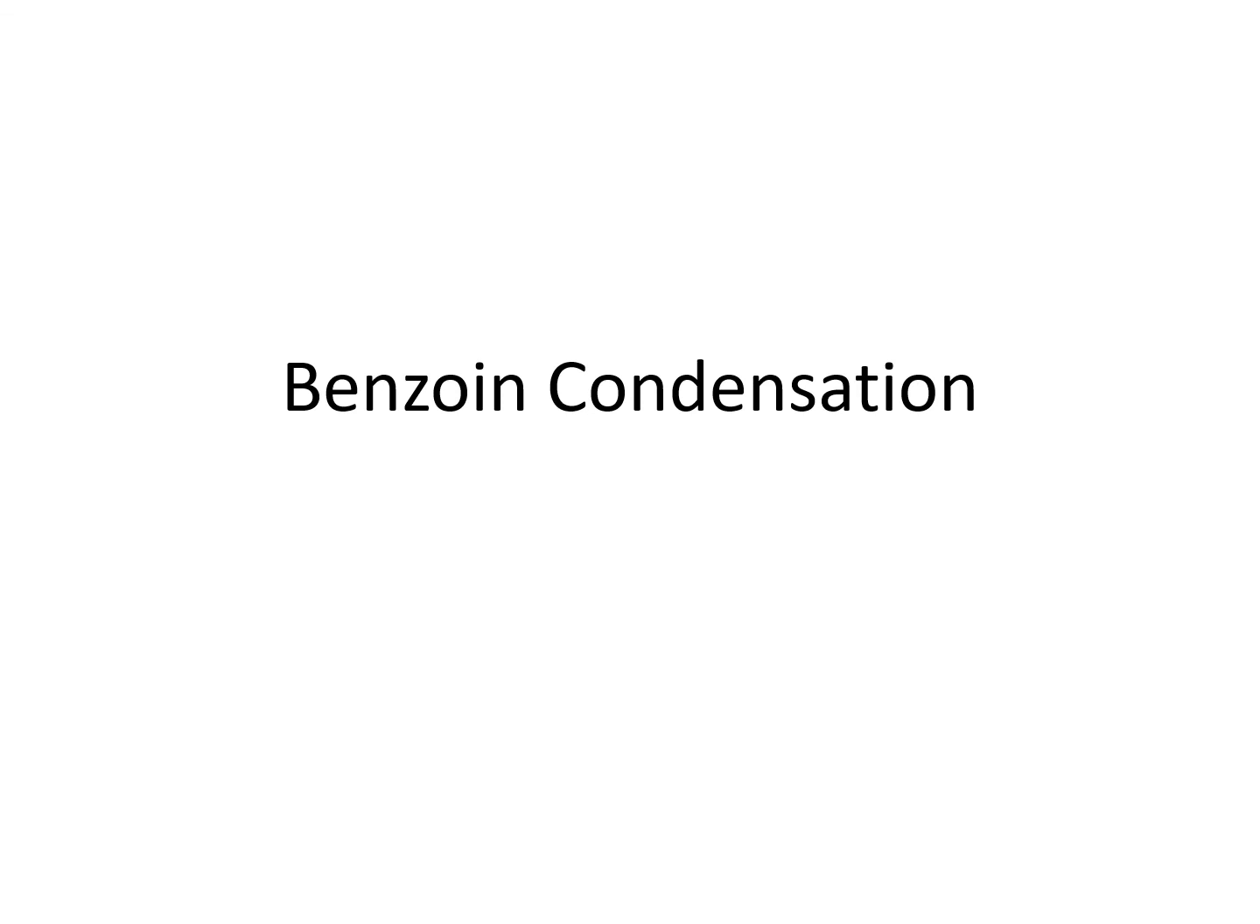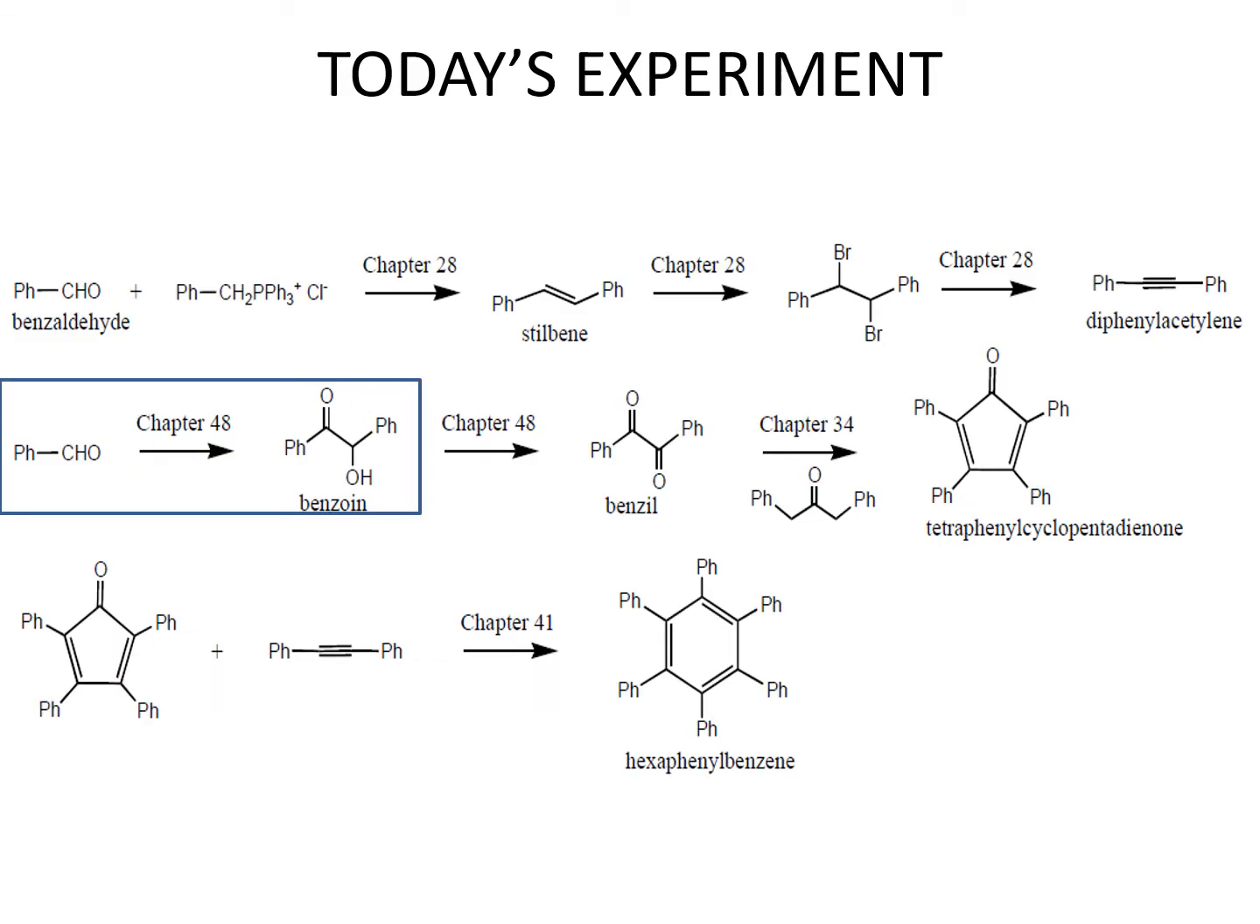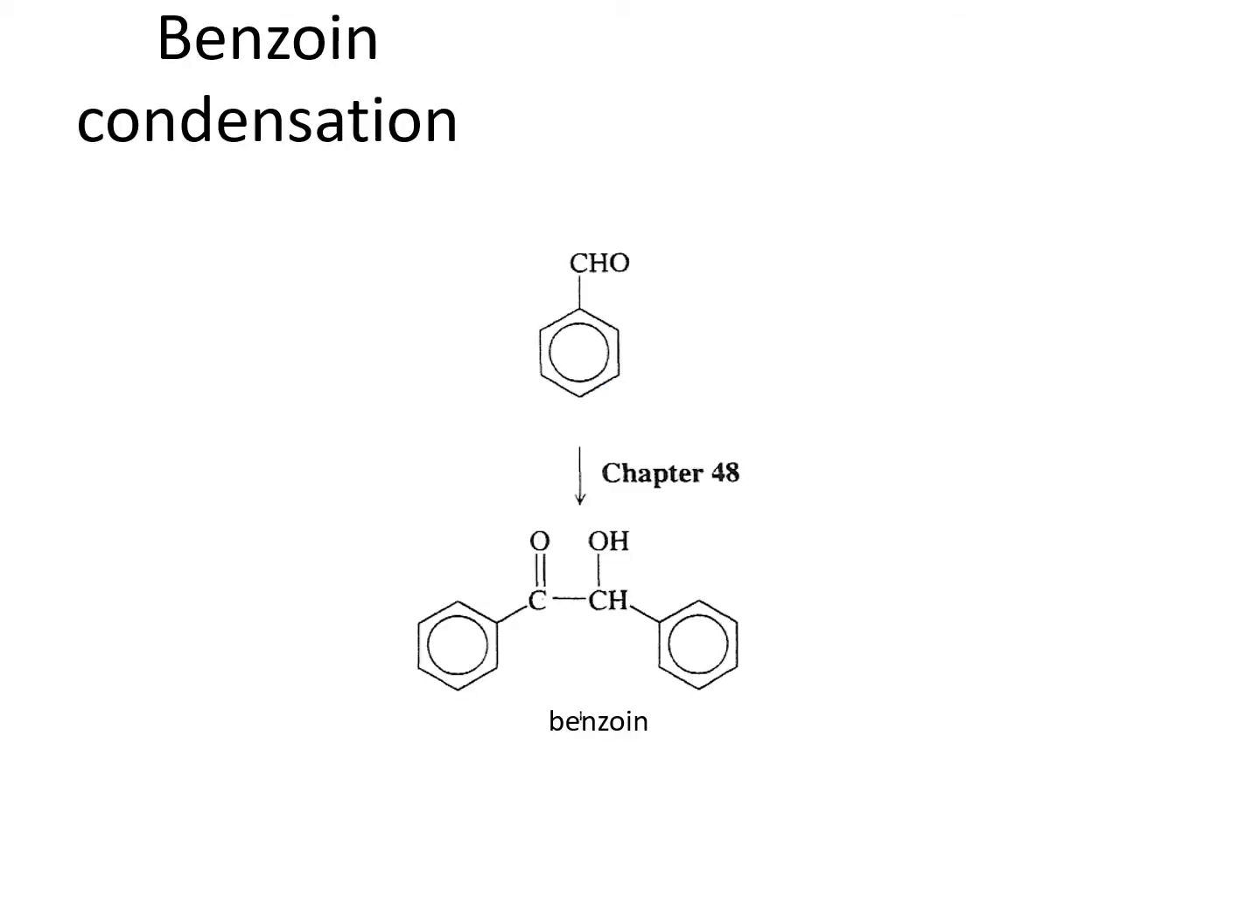Hello, today we're going to be working with the benzoin condensation. So in the synthetic route, we are actually in chapter 48. This is the reaction scheme of the benzoin condensation. As you can notice, there's going to be one benzene skeleton and our molecule is going to form a 2 benzene skeleton molecule. So it is important to know this when you do your calculations.